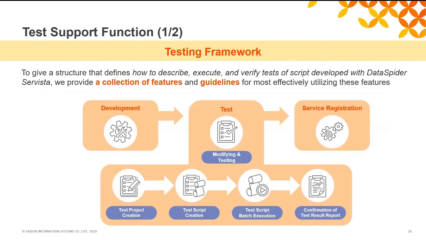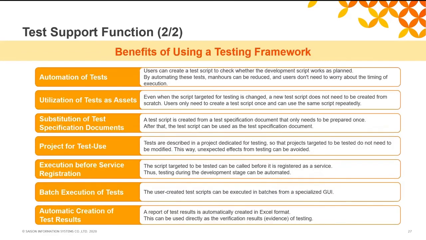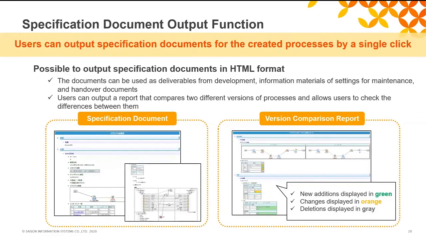In addition, as a useful function when developing, we provide a framework for you to conduct a test. This function helps you build a structure of writing, executing, and verifying the test of script. By using this function, you can assure the reliability of the outcome, such as using the test result as evidence, as well as confirming various test patterns. This function also has the effect of reducing your development labor cost. Please refer to the datasheet for details of this feature.